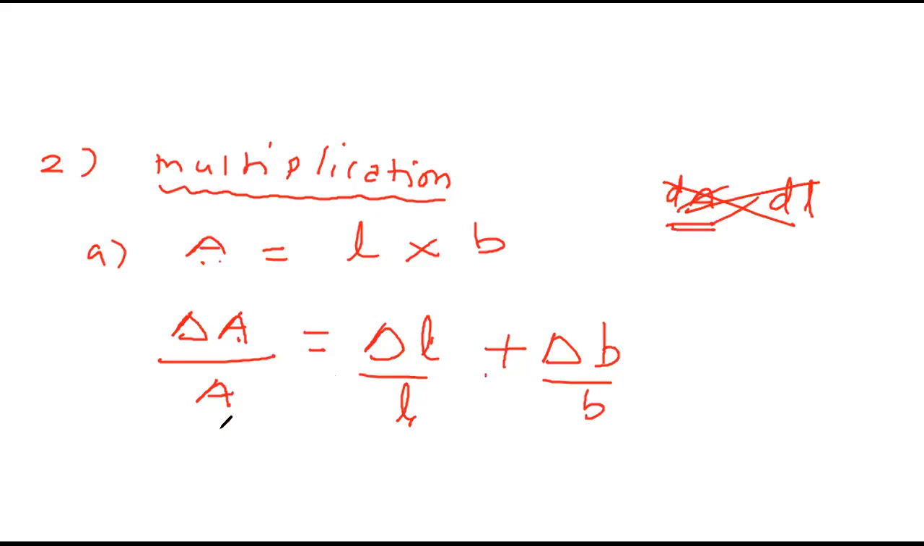Delta A upon A is delta L upon L plus delta B upon B. I am interested in this delta part. Once I get area, then easily I can get delta A by substituting values here. Suppose we take some examples.